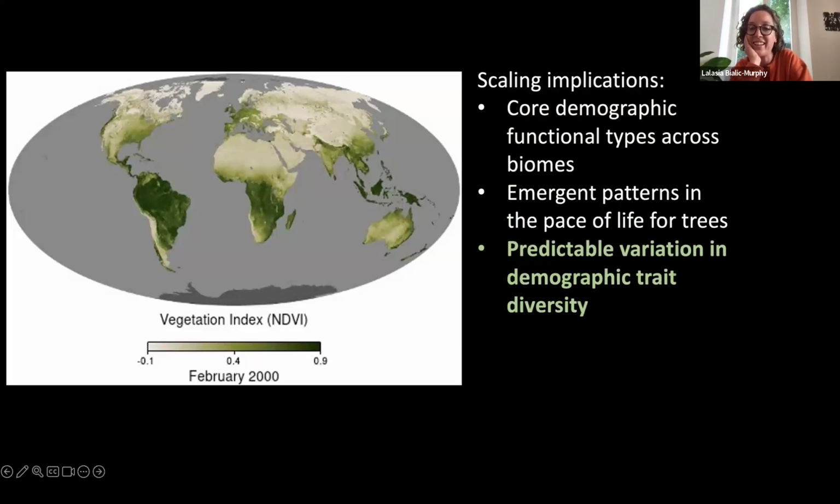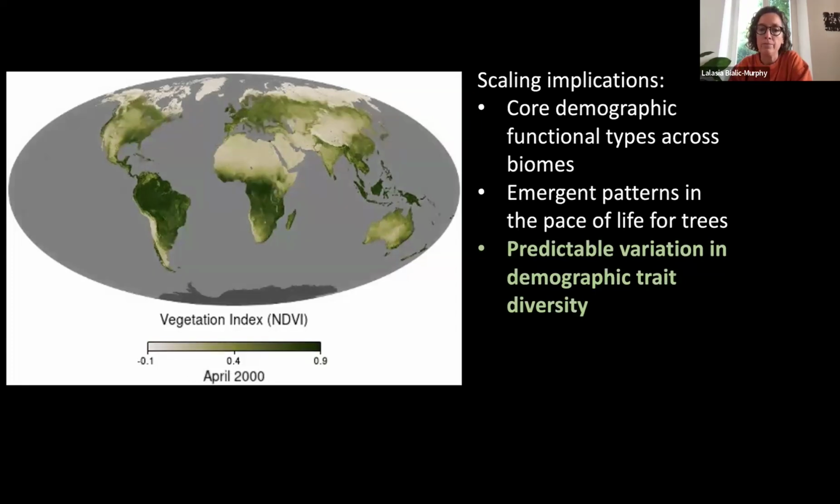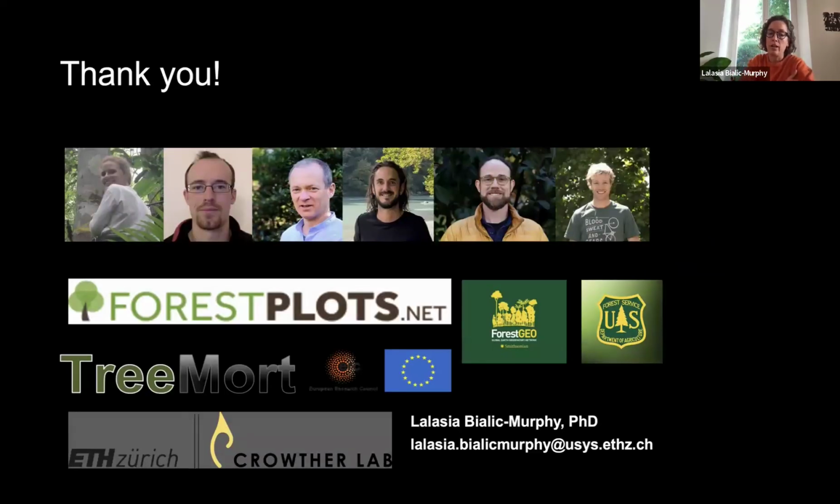The third scaling implication is that we find predictable variation in demographic trait diversity across systems, and this has important insights that build on well-established diversity productivity relationships, but it gives us a more direct link across these scales. And so with that, those are the main results that I want to share with you today.